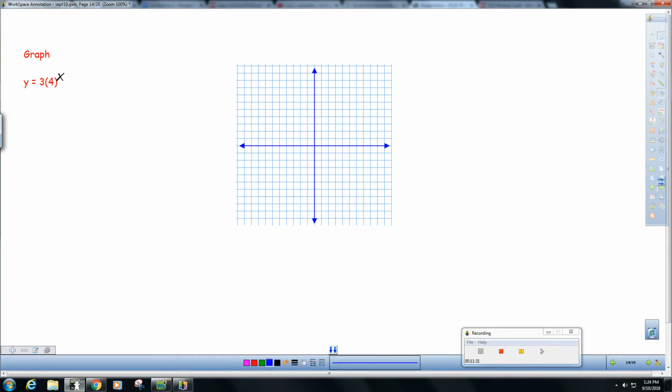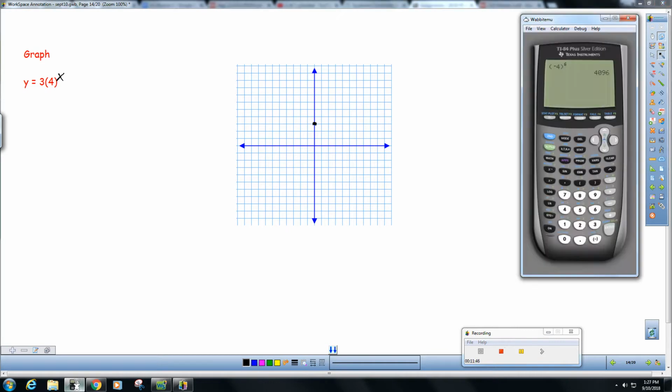How do we graph y equals 3 times 4 to the x? Well, I don't know. I think I have an idea. This is the base, so it's going to start at 3. And then this is the rate. But the easiest way to do this is in our graphing calculator. This is why we have you get them. So y equals 3. Just type it in exactly how it looks. Parentheses 4 to the x power.